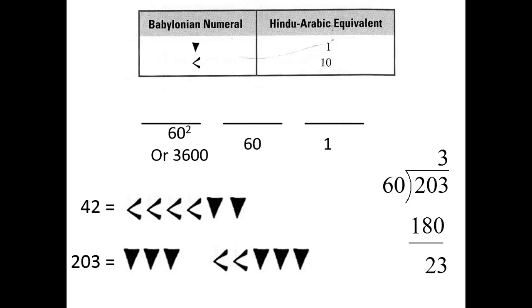Now remember, there's place value involved here. So those 3 1s that you see in that group furthest to the left represent 3 60s, which is 180, plus the 23 that's represented in the group to the right.